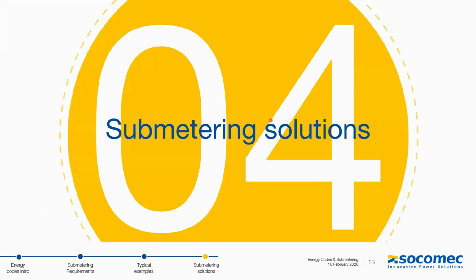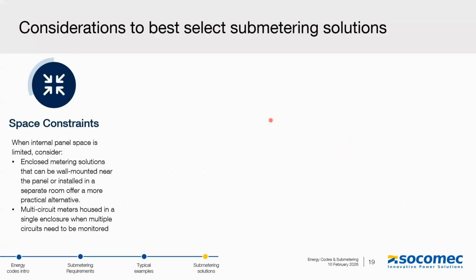So now we're going to look at the submetering solutions. And first, there's a few important considerations to help best select the submetering solution. The first one is space constraints, especially when there's multiple circuits that need to be monitored within a panel. Sometimes it may be challenging. The internal space within the panel might be challenging.